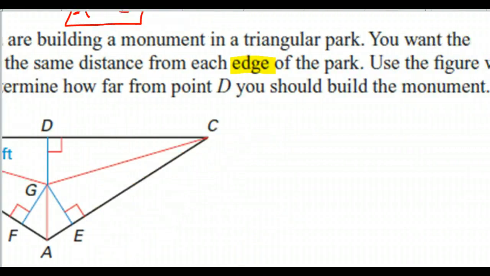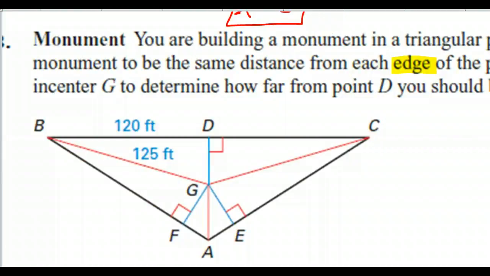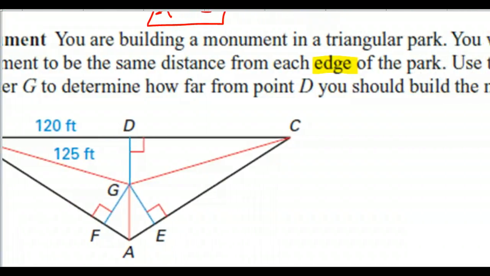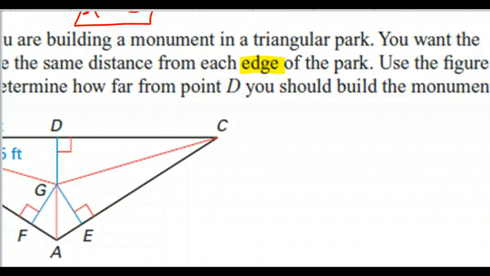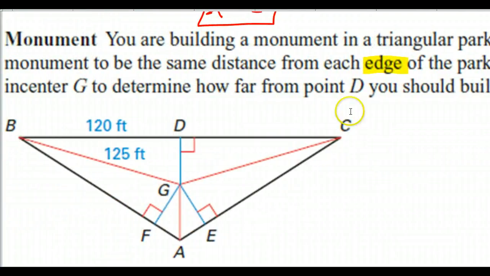Okay, so use the figure with incenter G to determine how far from point D you should build the monument. So understand that the reason why they're doing incenter is because we want the distances to be the same from each edge. That's a side. So if we do the incenter, the distances to the sides will be the same. So how far from point D? So we're just talking about the distance from G to D. We're talking about this right here, which I'm going to call X.